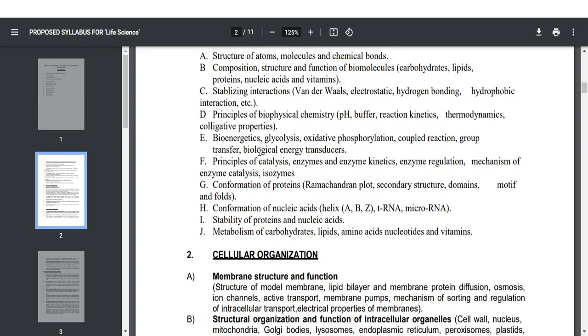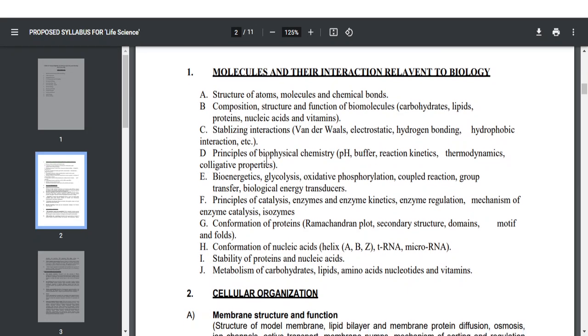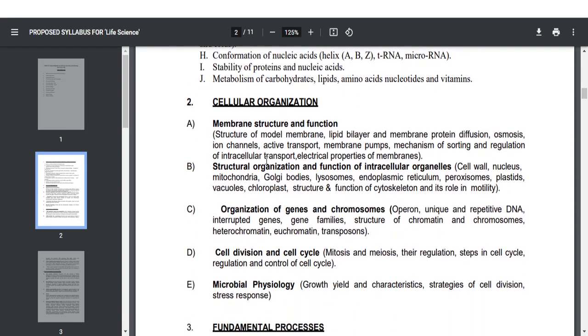If you ask me whether Pathfinder is sufficient for preparing this unit number 1, absolutely yes, you can refer to Pathfinder. Additionally, if you want to score good marks, you need to refer to the Lehninger book.